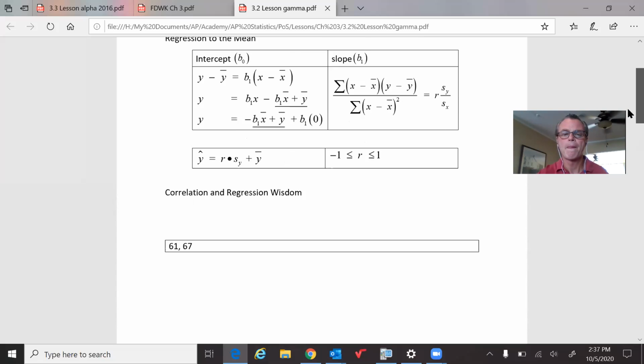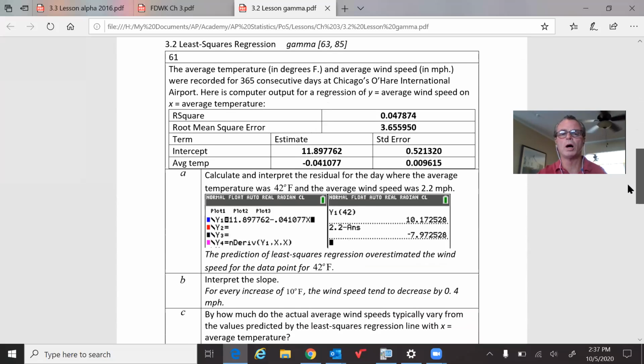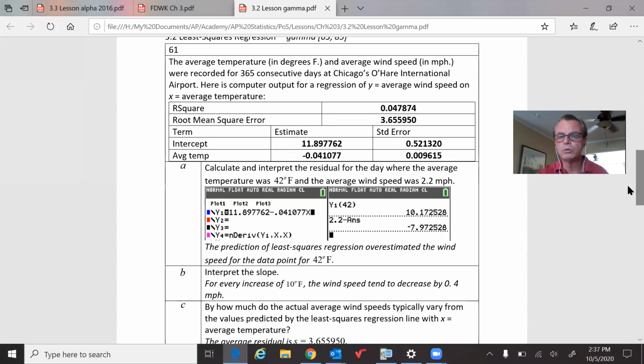And I'm looking at 61, okay? So I took what was in the textbook, I pasted in this table. And the bold are the numbers that you're looking for to answer the questions. Okay? So in this problem, they're telling you that the wind speed depends upon the temperature, which might seem a little questionable to you. So we'll see how it works out. The wind speed depends upon the temperature.